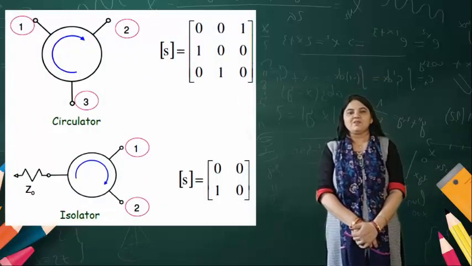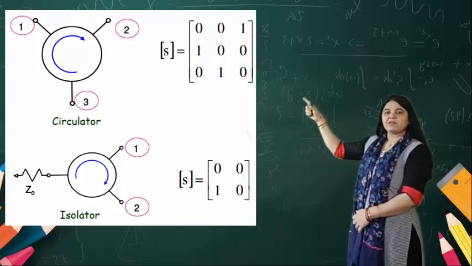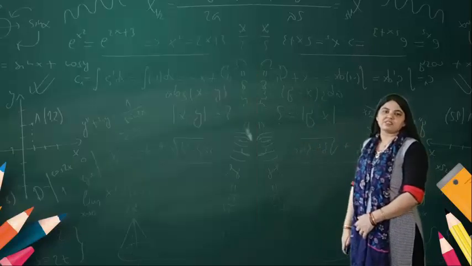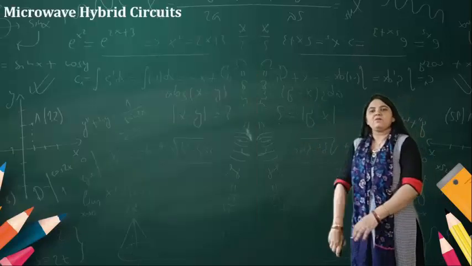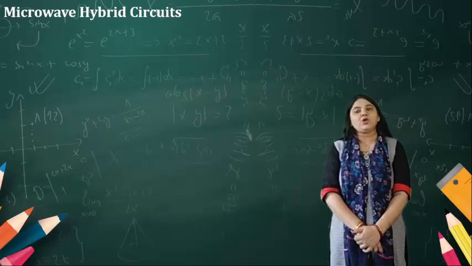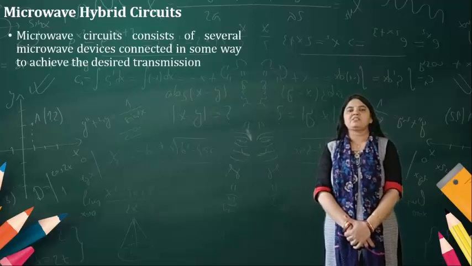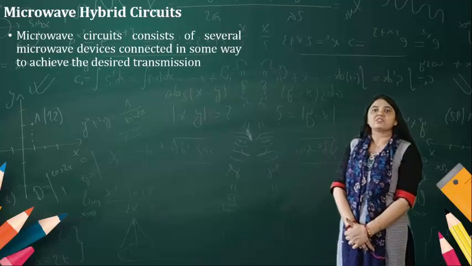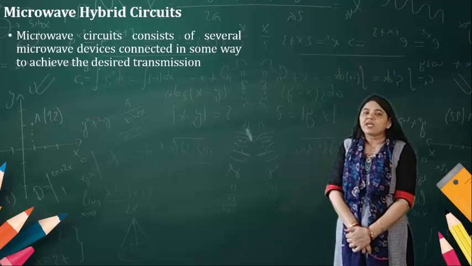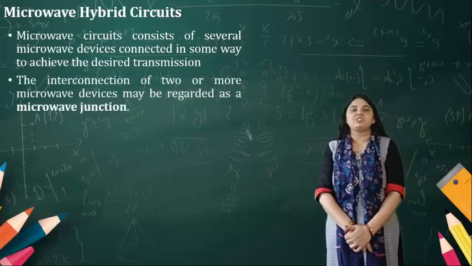So now here we have the circulator. S parameter is this. Isolator, S parameter is this. Okay, so now we are going forward to the microwave hybrid circuit. What is the microwave hybrid circuit? That consists of microwave devices connected with each other to achieve the desired transmission.